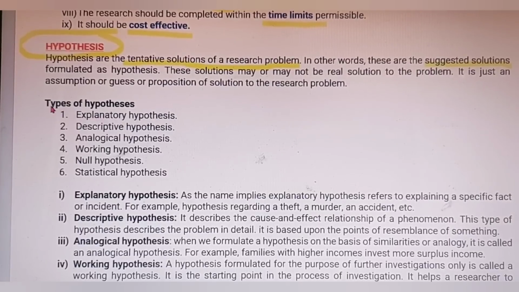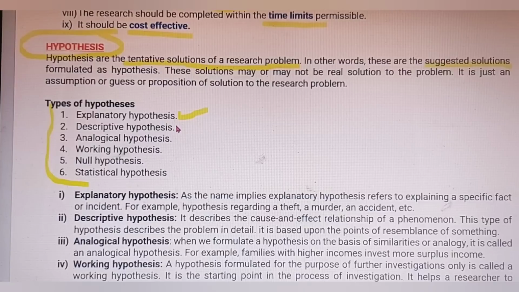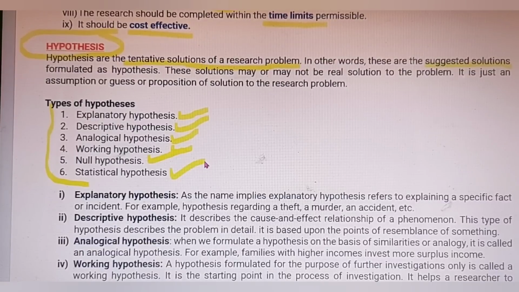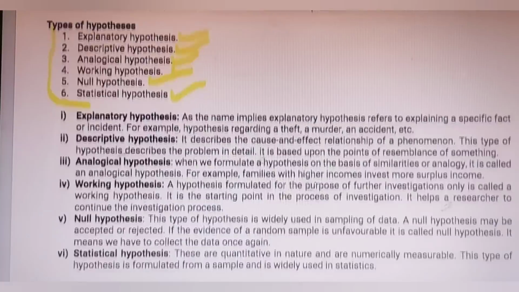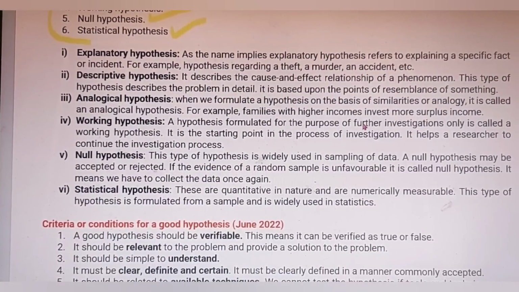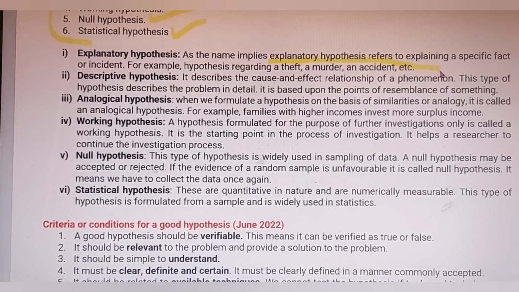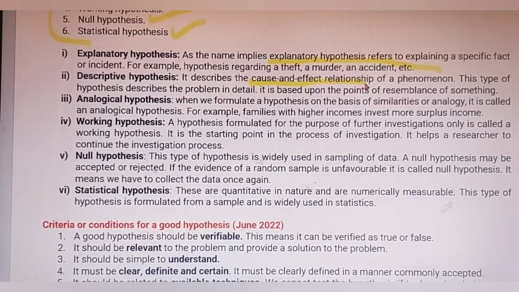Okay. Now, let's see the different types of hypothesis. There are six types of hypothesis generally. The first one is explanatory hypothesis, second one is descriptive, third one is analogical, fourth one working hypothesis, fifth one null hypothesis, and sixth one statistical hypothesis. One by one we will explain this. Now in explanatory hypothesis, as the name implies, it explains the problem, right? In descriptive, the problem has a cause and effect relationship with the phenomena or problem.